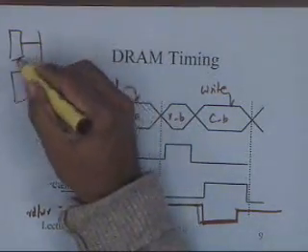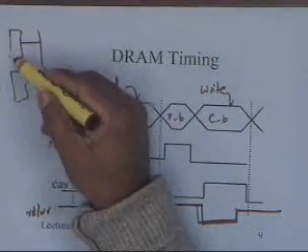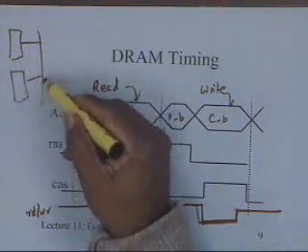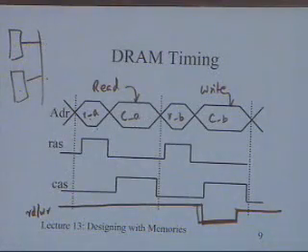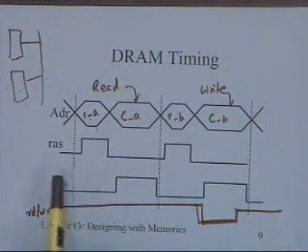And on the same address bus, you have to enable them alternately. During the row address time, I have to enable this register, and during the column address time, I have to enable this register. In this way, it is possible to interface this.